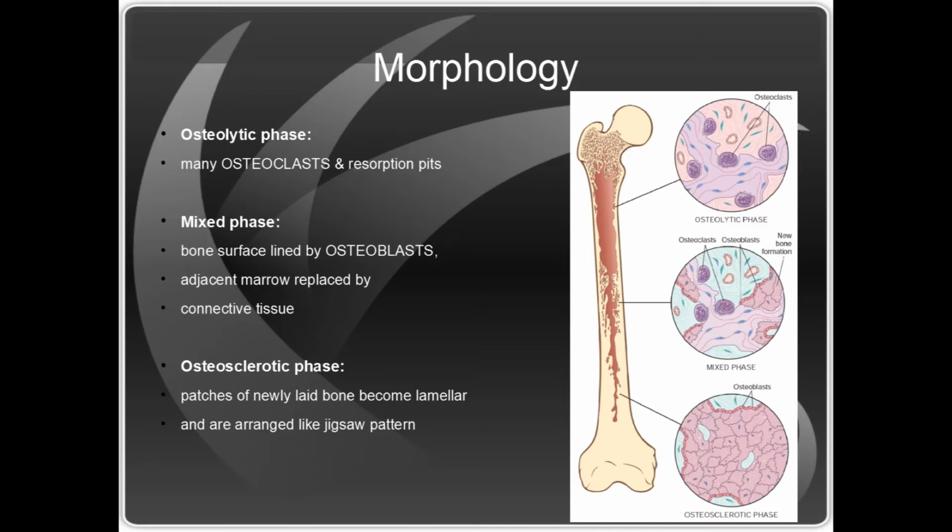The third phase is the osteosclerotic phase. Here what happens is, the patches of bone that have been laid by osteoblasts become lamellar. However, it's not one single stretch of lamellar bone. Instead, it is multiple patches of lamellar bone. So that is why the appearance here is said to be resembling a jigsaw puzzle. That is why it is called jigsaw puzzle appearance.